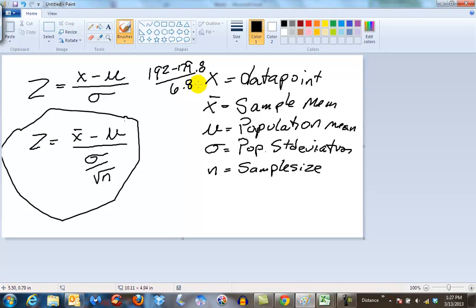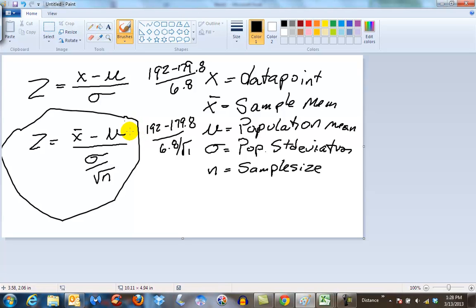Okay, if I were to plug it into this formula, I would still have 192 minus 179.8 over 6.8 divided by the square root of 1. So you can see there's no difference in these two formulas when I'm using a single value.